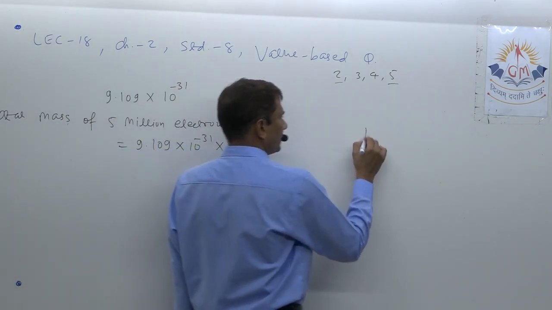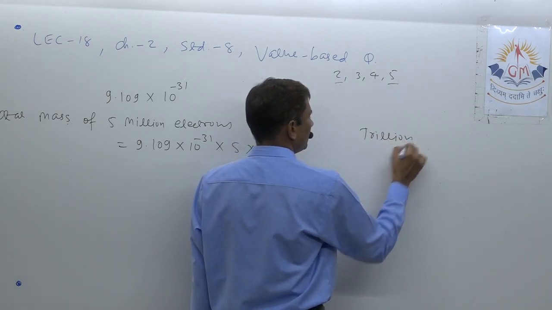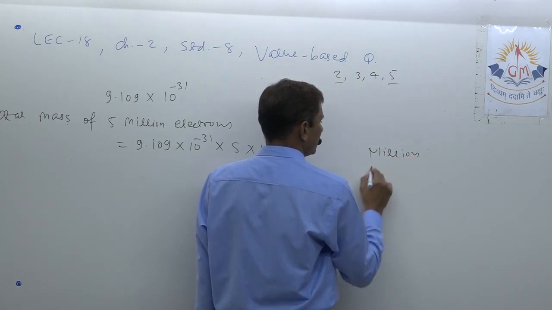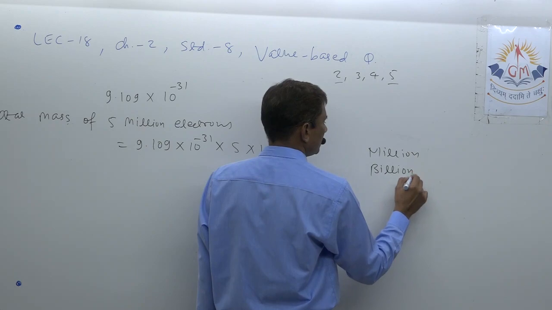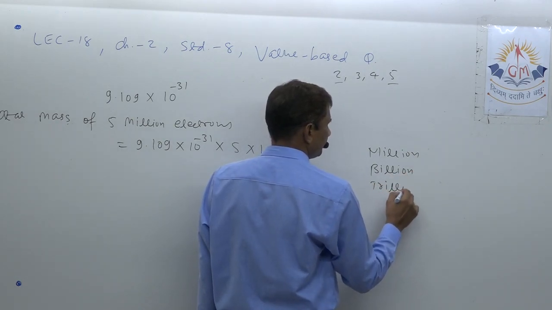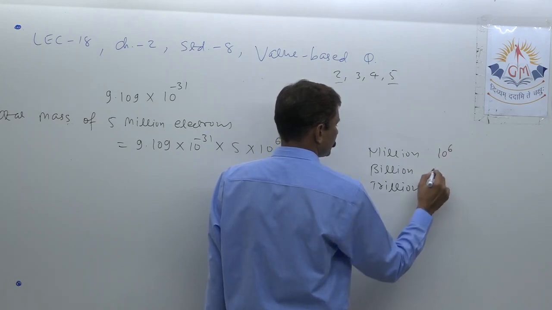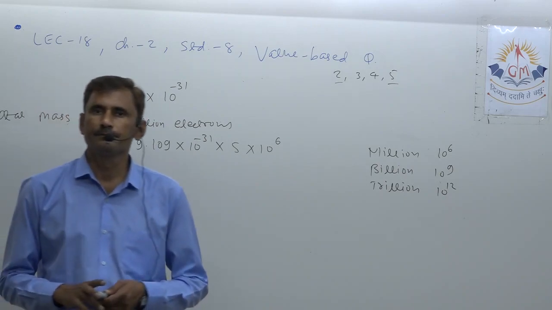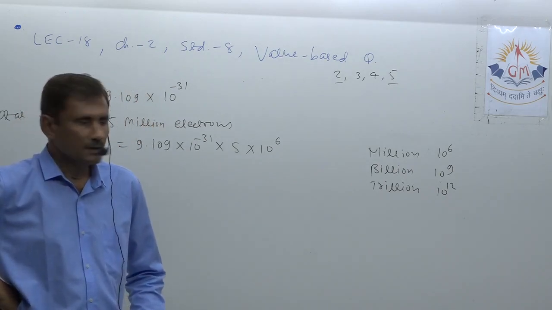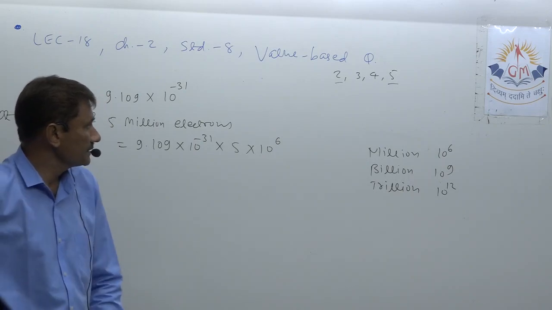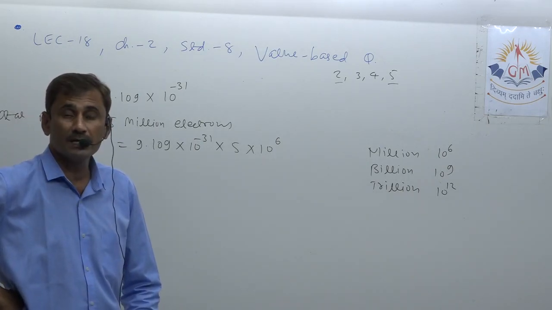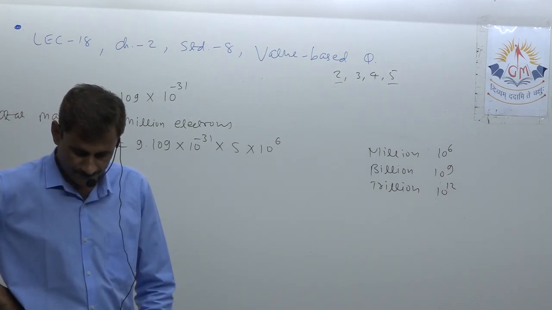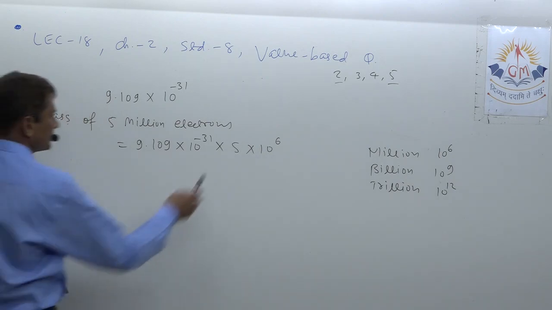Million, billion, trillion. Remember this one. 10 raised to 6, 10 raised to 9, 10 raised to 12. Whenever you say billion, 10 raised to 9 is there. Trillion, then 10 raised to 12 is there. So I just multiply it.